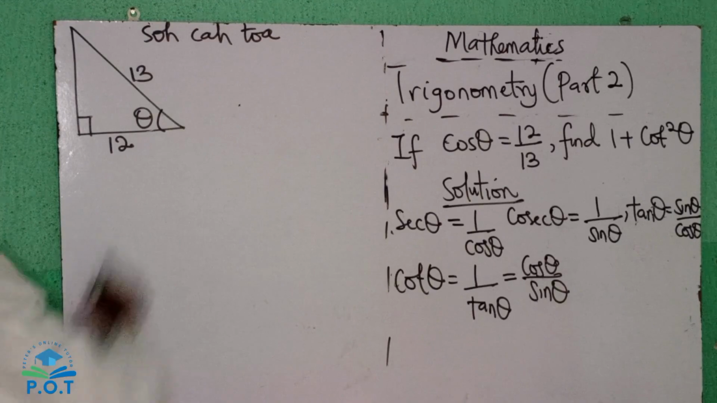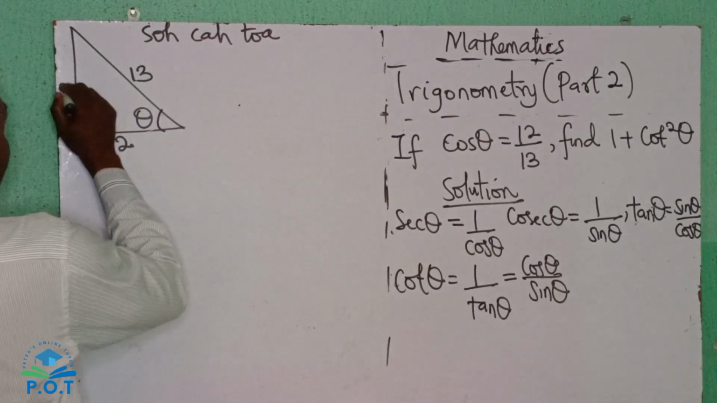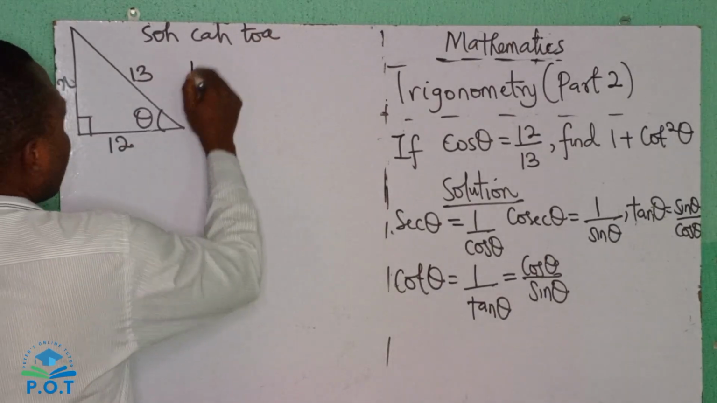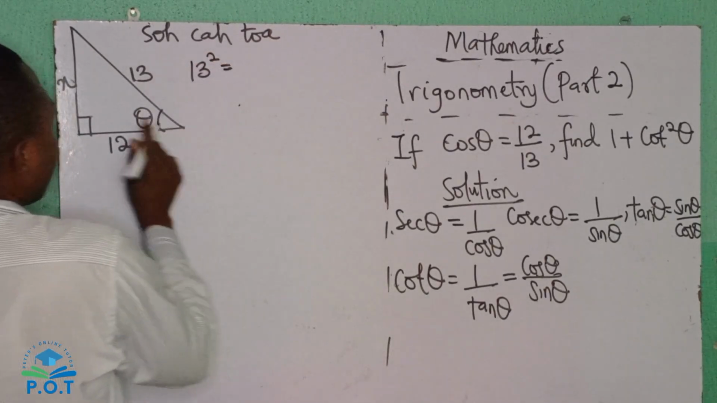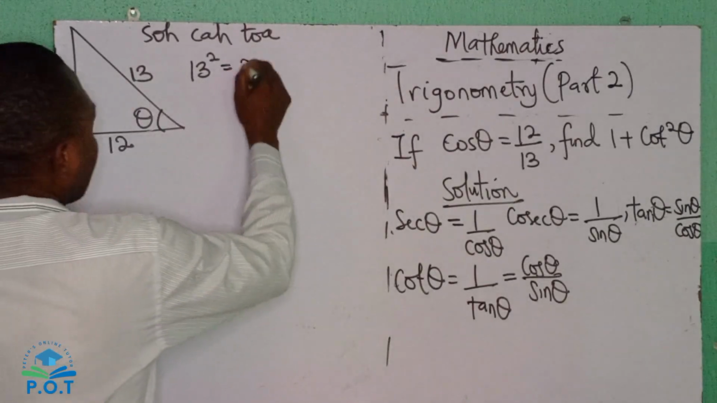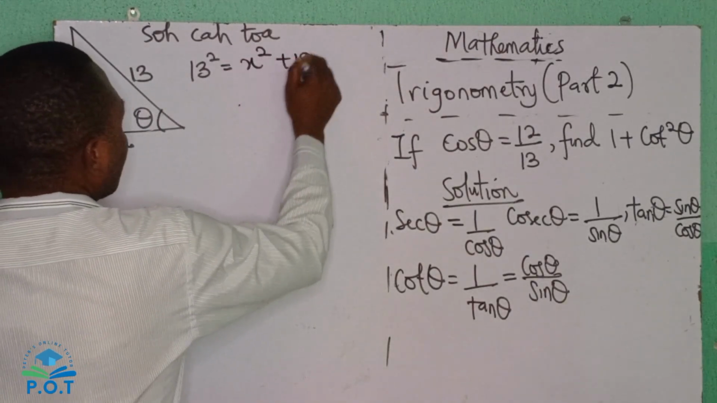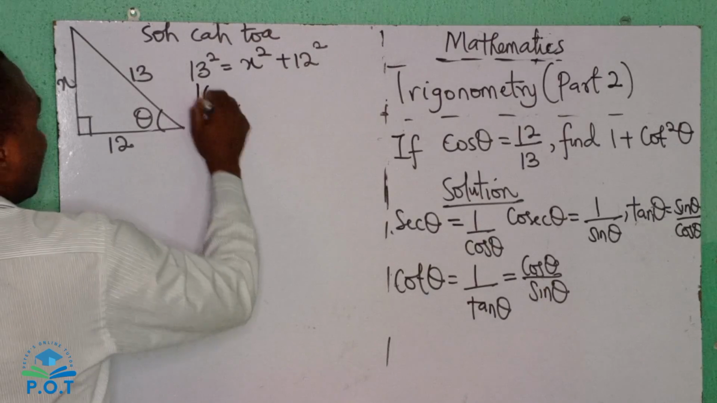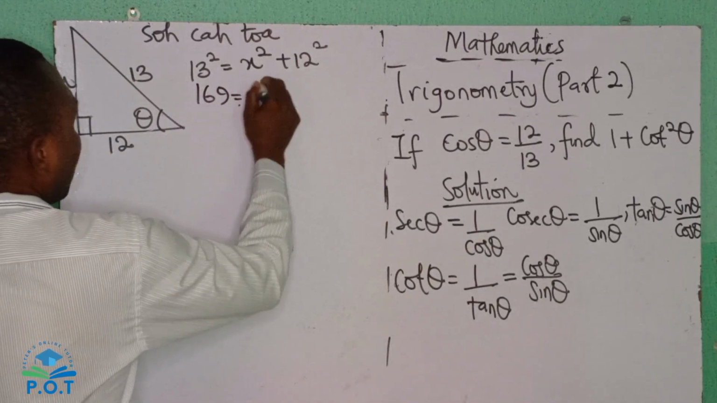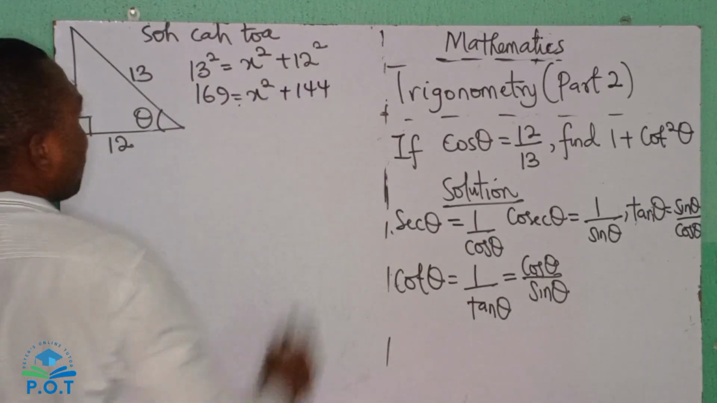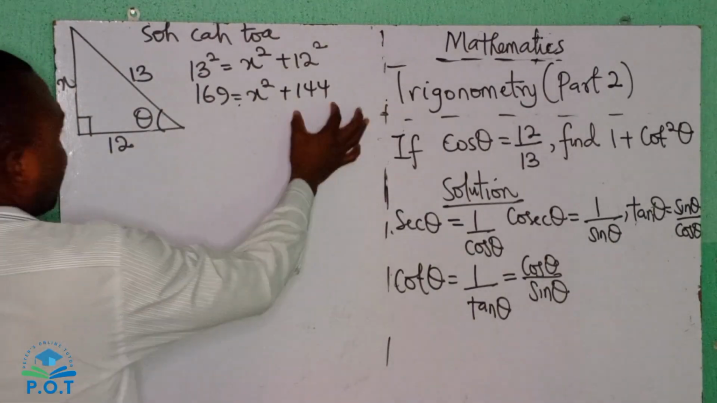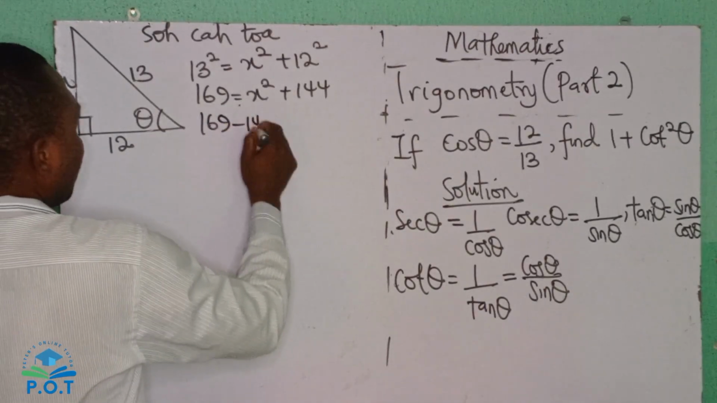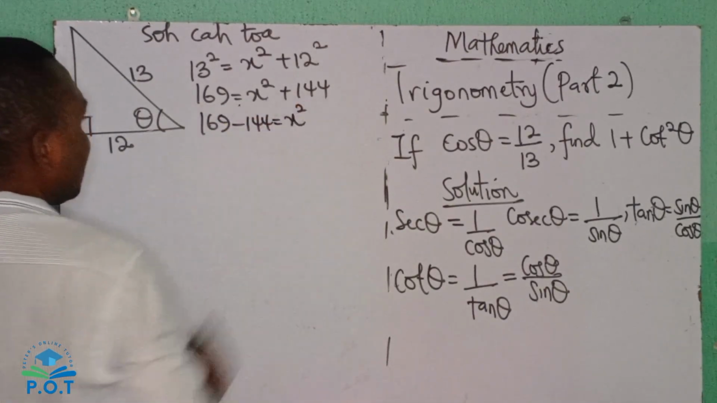Pythagoras theorem, let me put it as x. It states that the square on the hypotenuse, which is 13 squared, equals the sum of the squares on the other two sides, x squared plus 12 squared. That is Pythagoras theorem. 13 squared is 169 equals x squared plus 12 squared, which is 144. So let 144 come to this other side. I'll be having 169 minus 144 equals x squared.